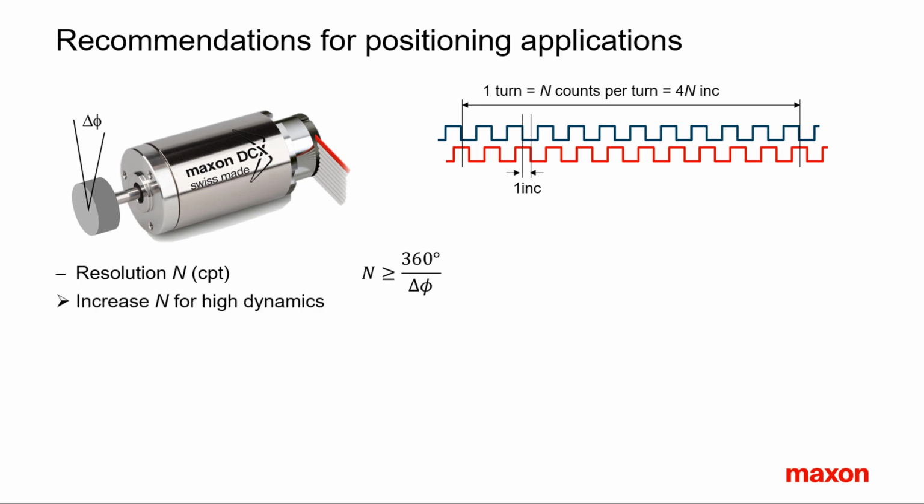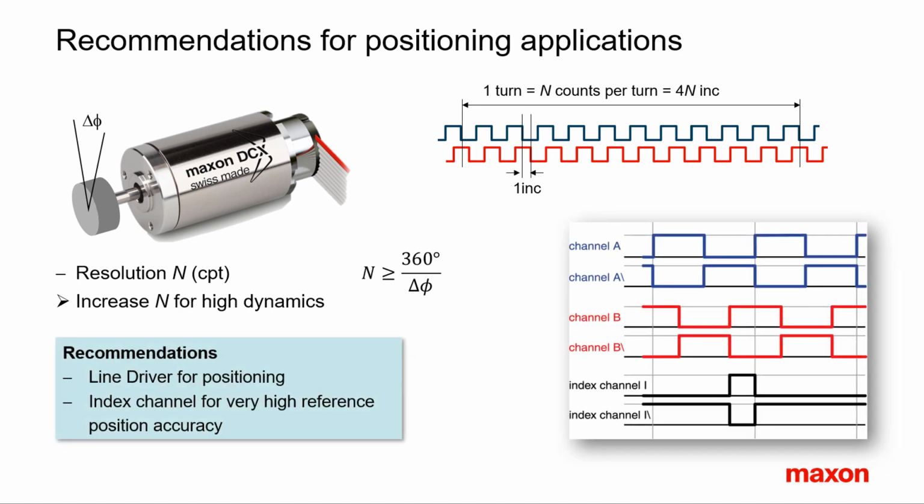For high dynamic applications with fast controllers and low permitted position overshoot, select a higher encoder resolution. However, be aware that with too high an encoder resolution, the signal frequency increases and the signal-to-noise ratio may be worse.